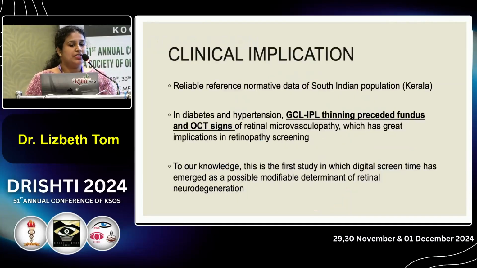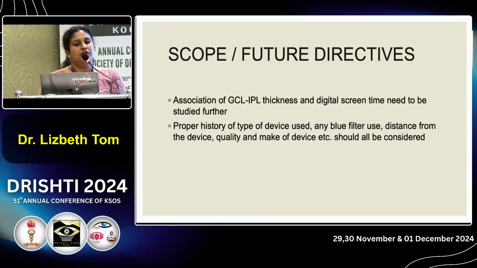This study provides reliable reference normative data of the South Indian population, that's the Kerala population. And in diabetics and hypertensives, this study says that GCL-IPL thinning preceded fundus and OCT signs of retinal microvasculopathy, which has great implications in retinopathy screening. And to our knowledge, this is the first study in which digital screen time has emerged as a possible modifiable determinant of retinal neurodegeneration.